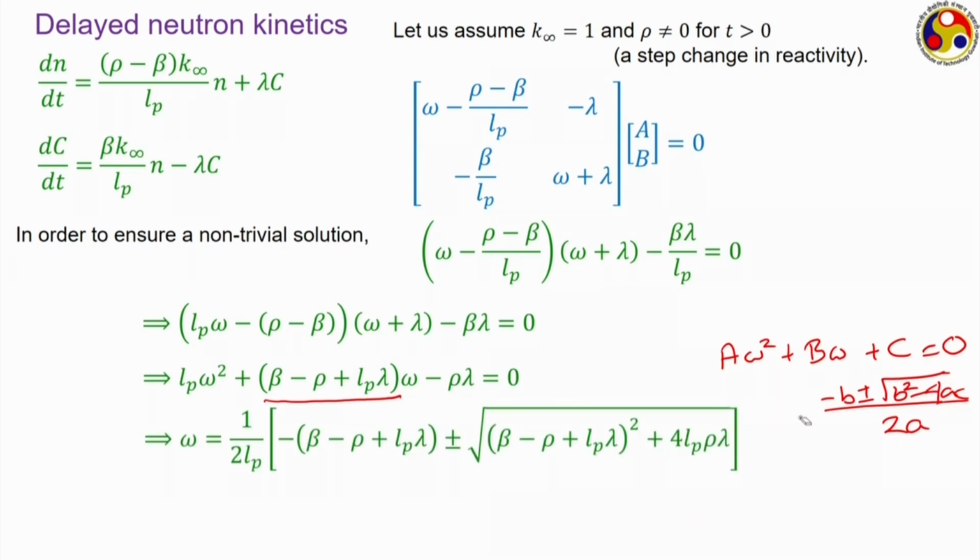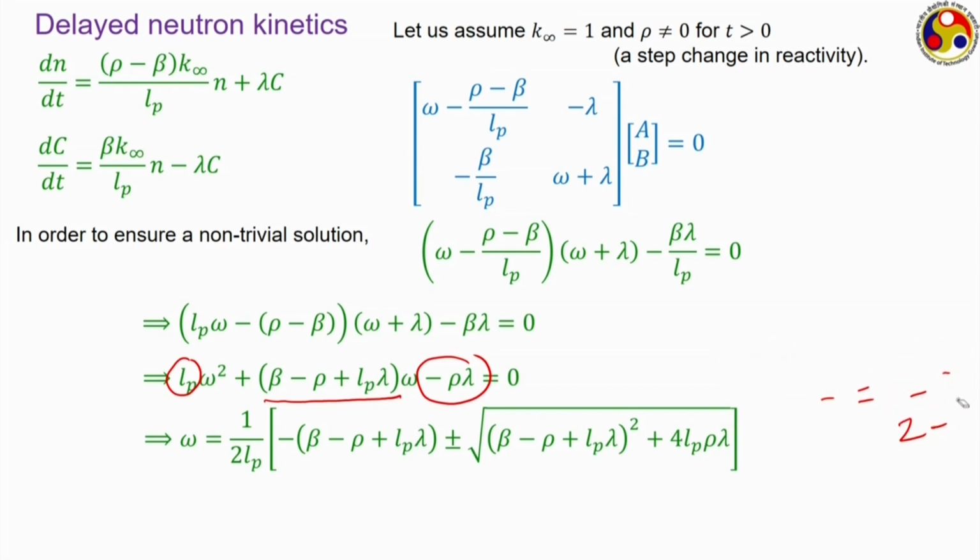Here, if we follow the equation, capital A refers to LP. Actually, I should have used capital B here. This is capital B, this is capital A and C, and this also is 2 of capital A. So, in this equation, capital A refers to LP, B refers to this underlined quantity, and C refers to minus of rho lambda. So, we put them together and then we got the solution for this omega.